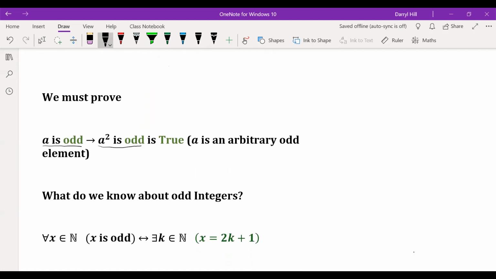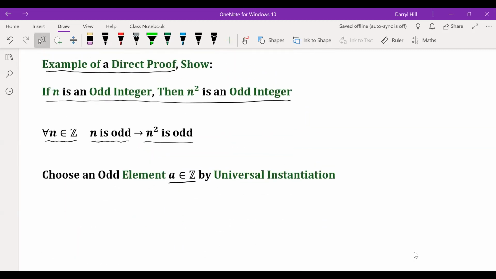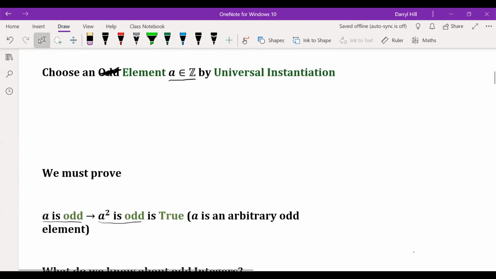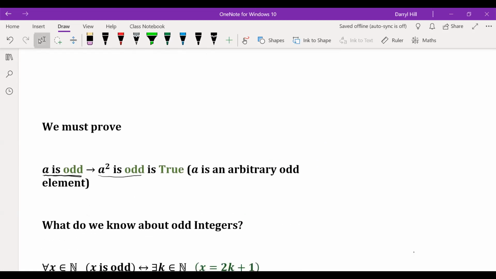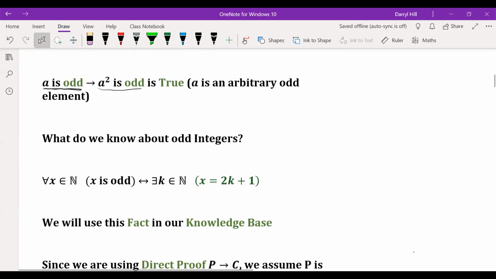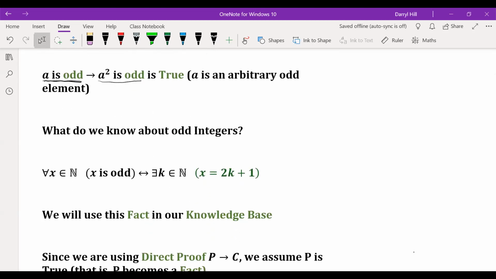Actually, what we're selecting here, sorry: we're not selecting an odd element, we're choosing an element a, but we're assuming that a is odd, because otherwise there's not much point. We'll go over why in a little more detail in a minute. But one of the things we know about odd integers, we're going to use this fact here.